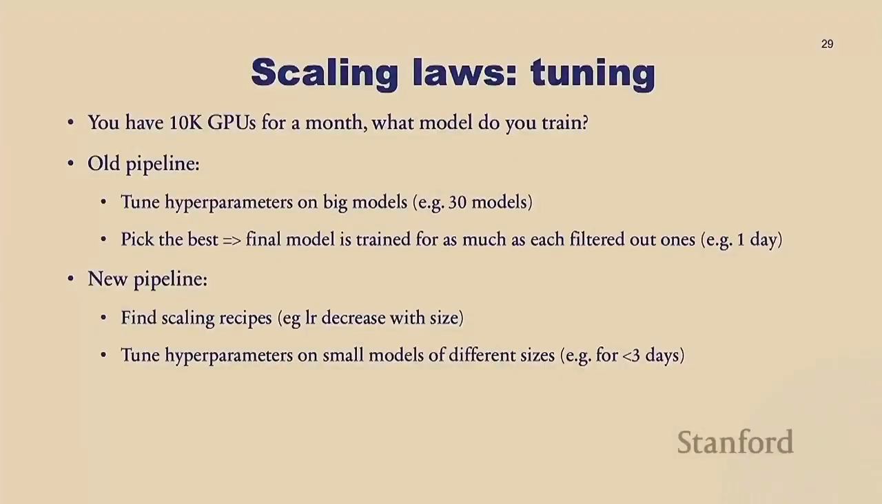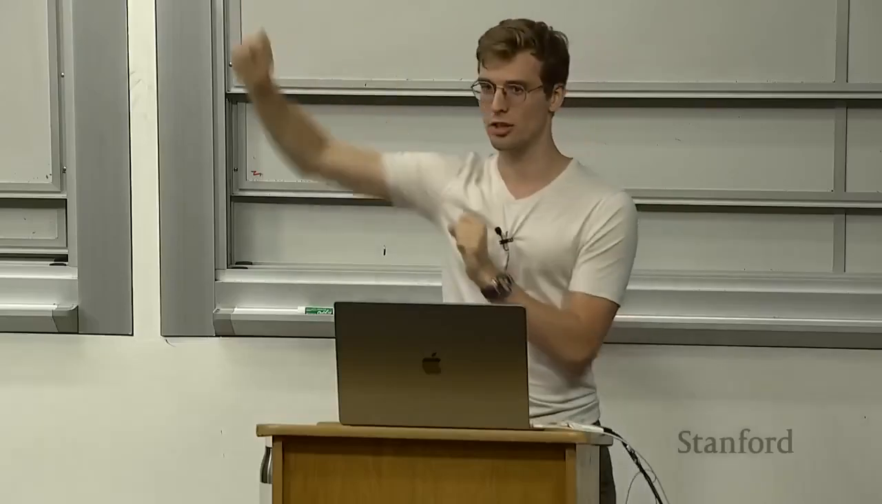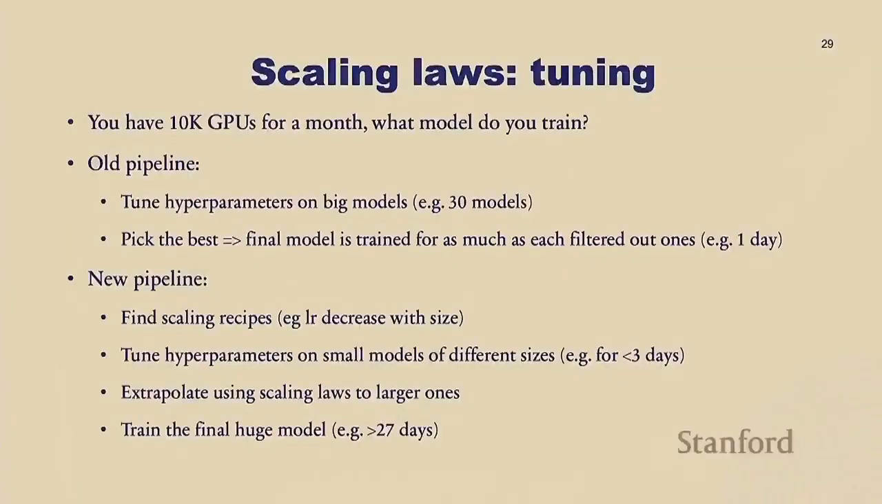Then you tune your hyperparameters on smaller models of different sizes. Let's say for 3 days of my 30 days, I will train many different models and do hyperparameter tuning on these small models, each of different sizes. Then I will fit a scaling law and try to extrapolate from these smaller models which one will be the best if I train it for much longer, if I train it for a larger model. And then I will train the final huge model for 27 days instead of just 1 day.